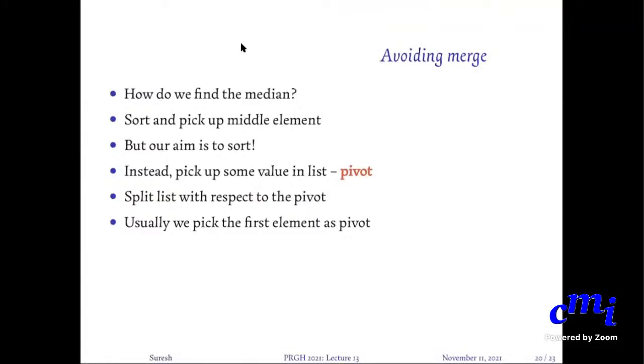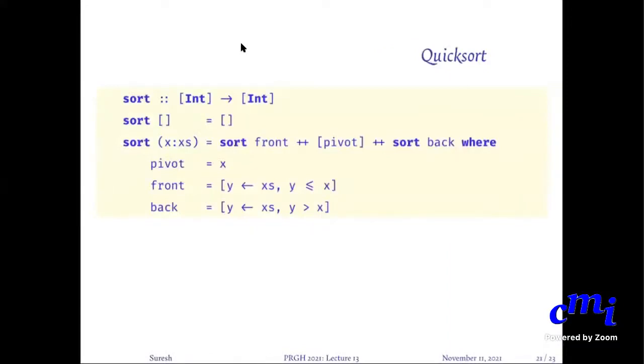So after having said all this, this is your algorithm finally. Sort of empty list is empty list. Sort of x followed by xs is, like we said, pick a pivot element. Everything that is less than or equal to the pivot, you move to the front. Everything that is greater than pivot, you move to back. Recursively sort front and back, and you need to put them back together. But then you have to put the pivot also back, because you will see why. So this is the pivot. So sort front plus plus pivot plus plus sort back.